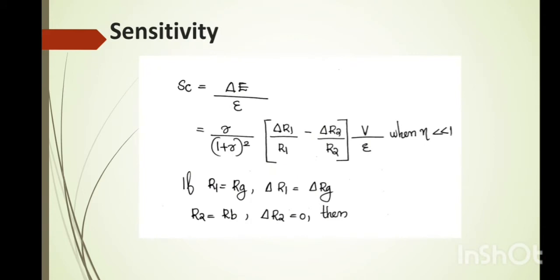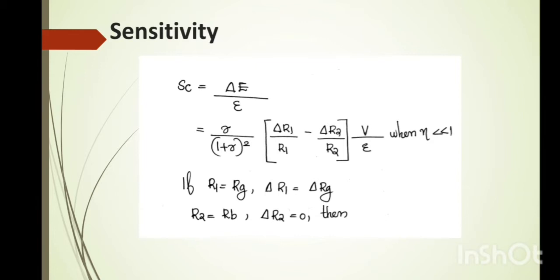Sensitivity. The sensitivity of the potentiometer is written by the letter Sc. Sc is equal to delta E by epsilon. Substitute the value of delta E. Therefore, Sc is equal to R divided by (1 plus R) the whole square into (delta R1 by R1 minus delta R2 by R2) into V by epsilon, when eta is less than 1.